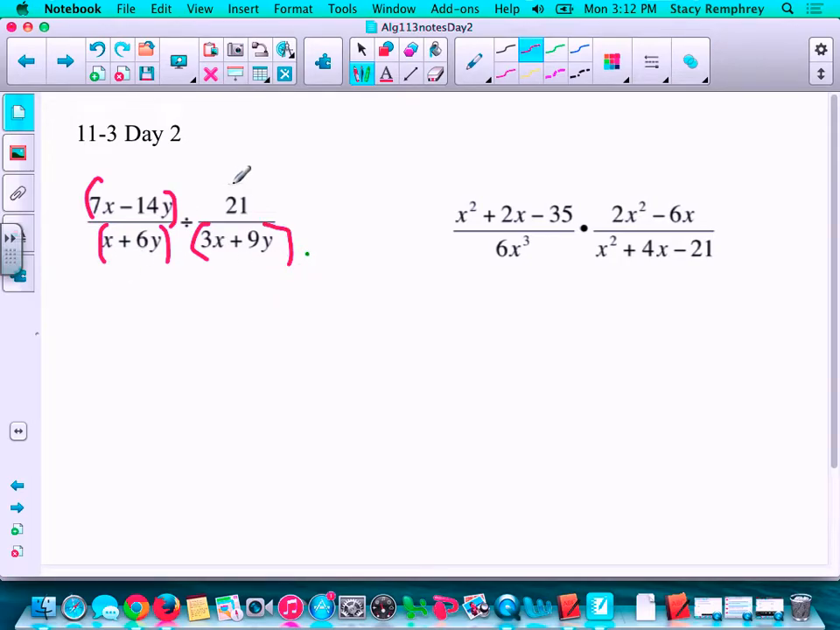So for this one, again, the first thing you're going to do is flip this. And the next thing you're going to do is look to factor everything. Okay, so look for always GCF, then again, and over here, everywhere you see addition and subtraction, we'll put parentheses.